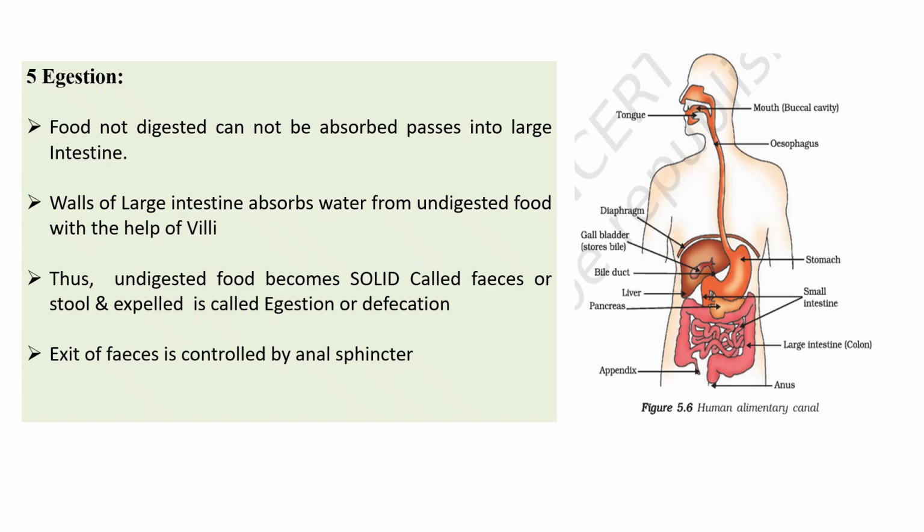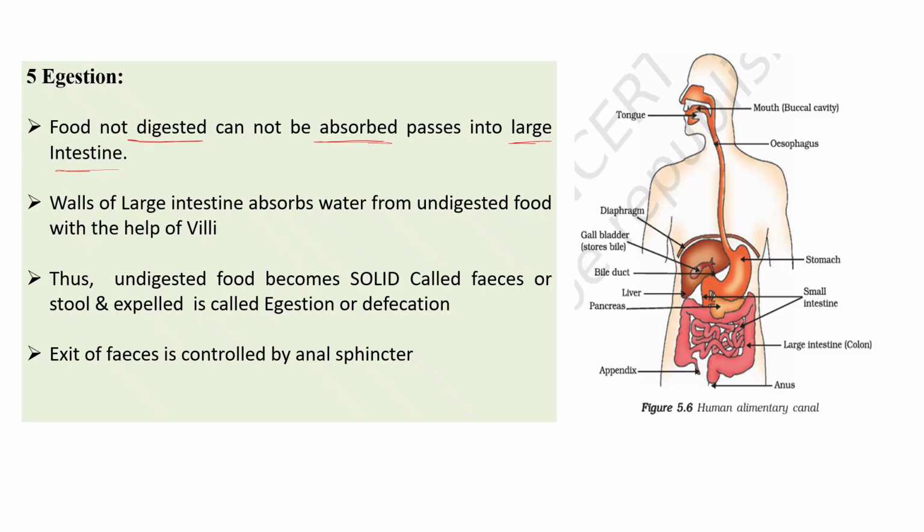So now we come to the last part. The food which is not digested cannot be absorbed. So the undigested food cannot be absorbed and it will pass into the large intestine. Now what will happen in the large intestine?